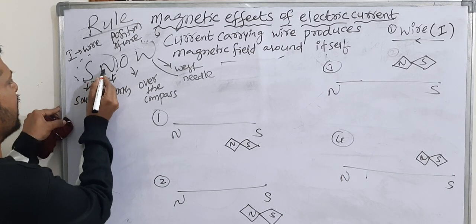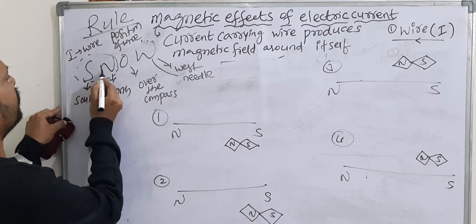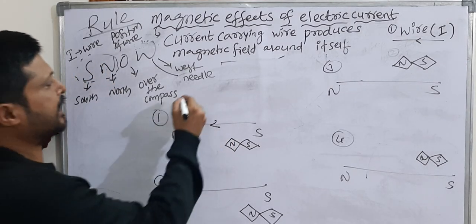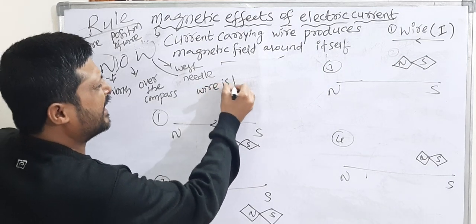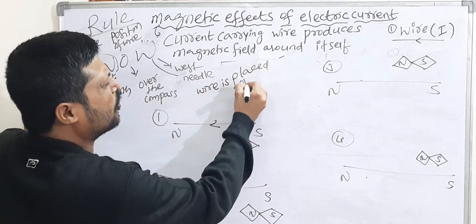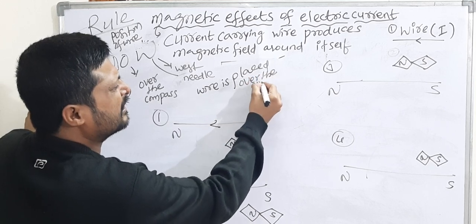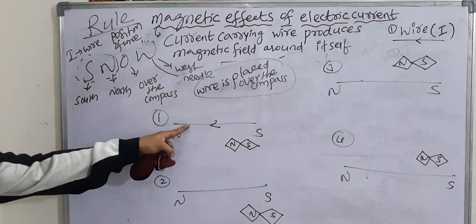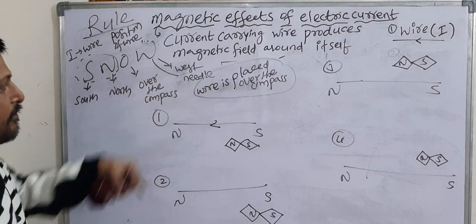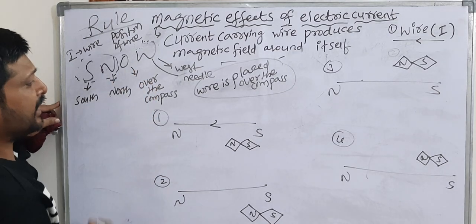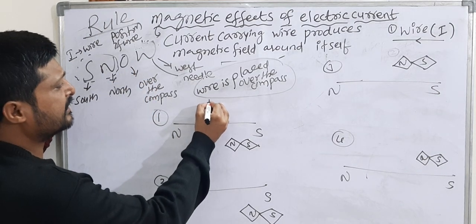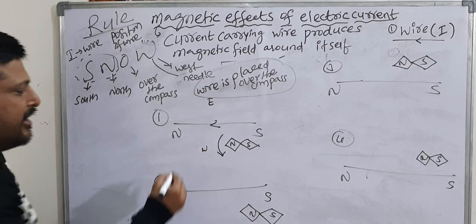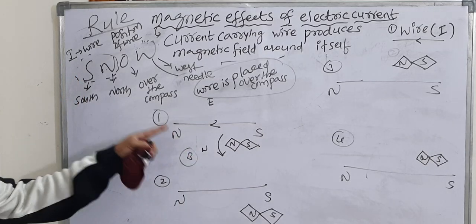See here, south SN. SN means current is flowing through wire from south to north. Wire is placed over the compass. O means what? Over the compass. Right. Then needle deflects towards west. The direction of magnetic field is towards west. So this is the case.